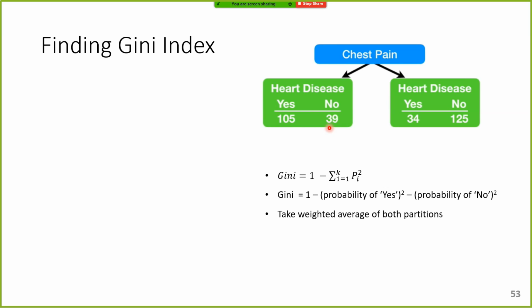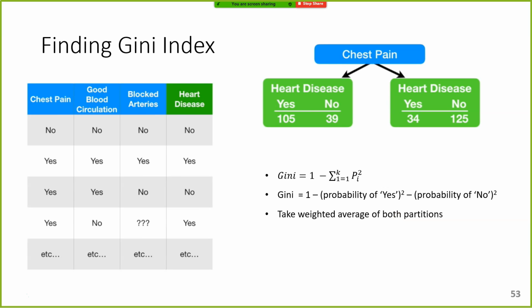If we do this kind of mathematics, then we would be able to find the Gini index for this decision node. Similarly, we can find the Gini index for this decision node also. Once we have that, we find the weighted average of both of these partitions to find the total Gini index. Then we do this process for all of these individual features, and we choose that feature as the root node for which this Gini index is minimum.